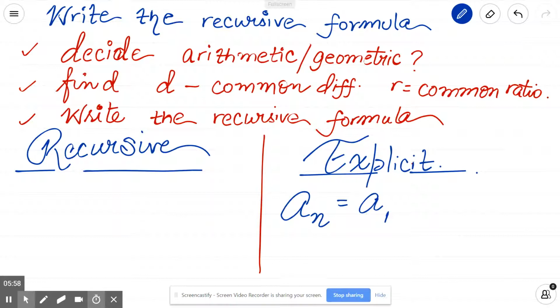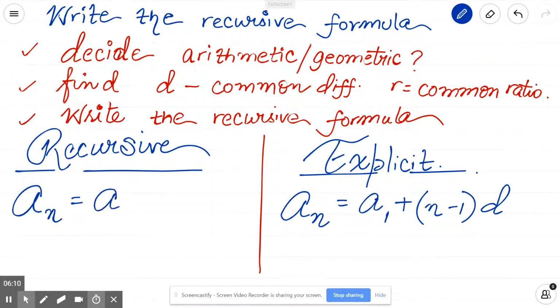But remember, the first term will always be given to you in the explicit formula. Now, the recursive formula always gives you the previous term and it helps you find the next term. So the nth term will always come by, this is your previous term, remember, n minus 1 will be the term before that, and then you add the value of d to it, and you get your next term. So always remember these are the two different formulas that you can apply on questions.